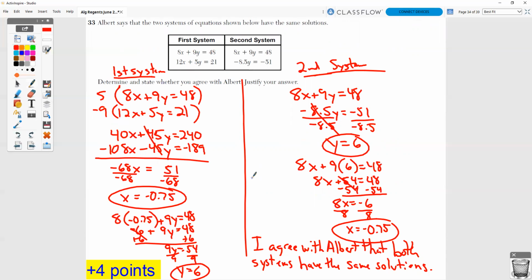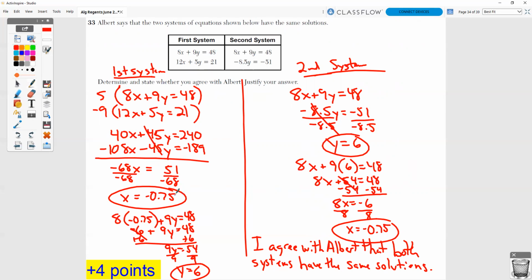Albert says that the two systems of equations shown below have the same solutions. Determine and state whether you agree with Albert. Justify your answer. Justify your answer can just be showing work here. So here in this first system, we have to figure out what x equals and what y equals.